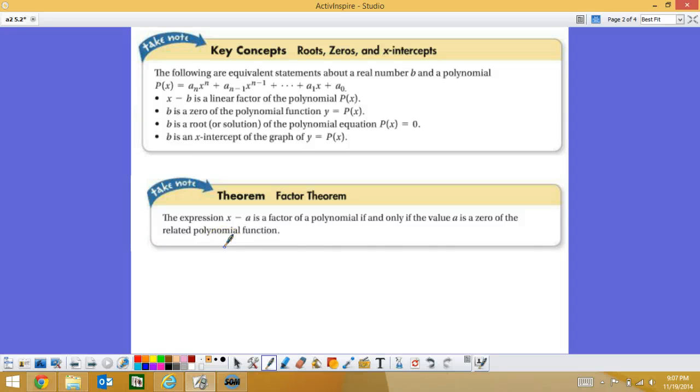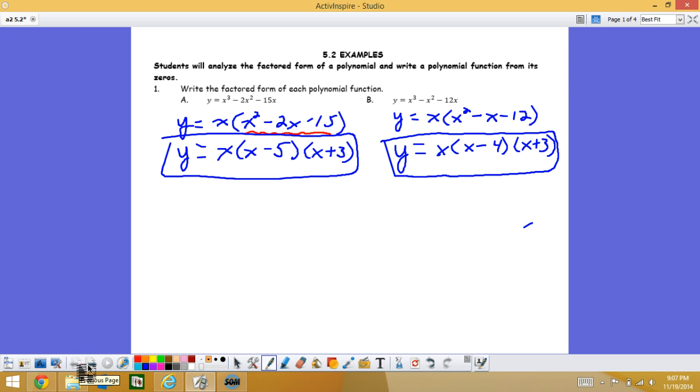So now that we can write these polynomial functions in factored form, we're going to talk about what those factors mean. Okay, so for any real number b and a polynomial in standard form, if x minus b is a linear factor of that polynomial, let's take a jump back to what we did before.